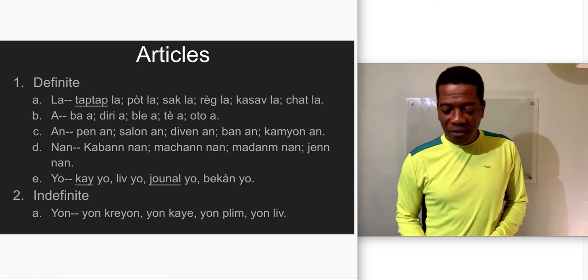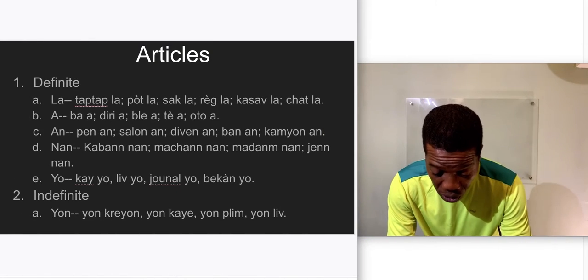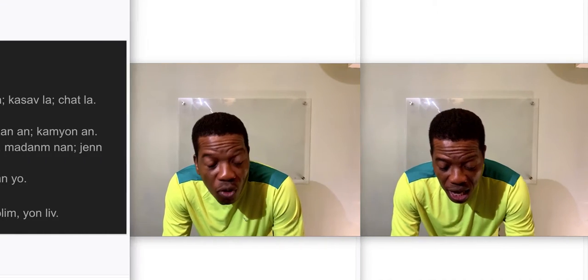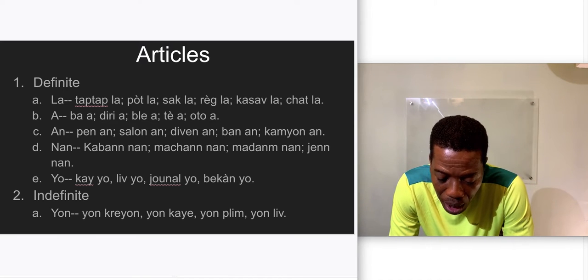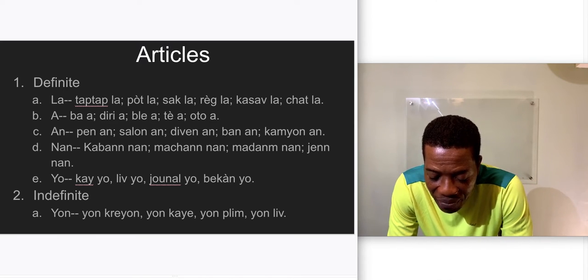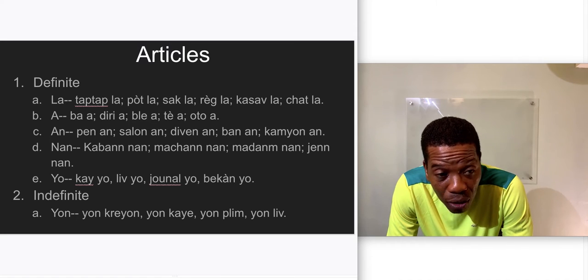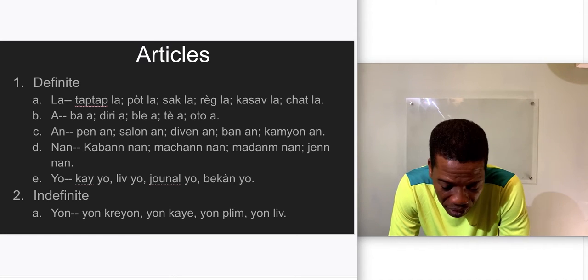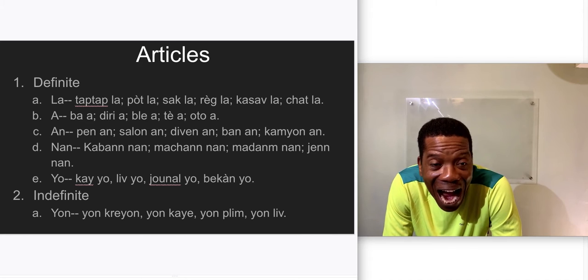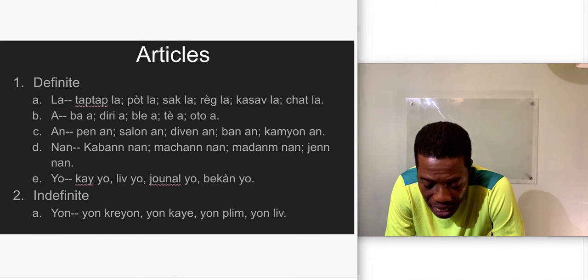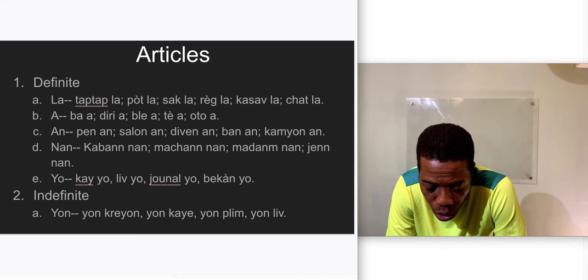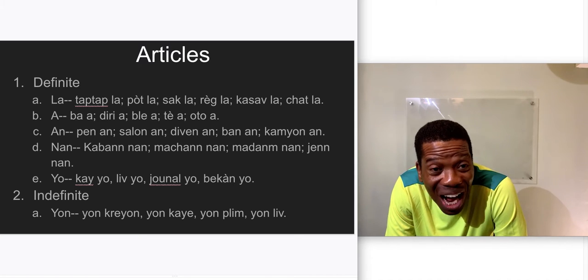And we have a couple more words we're going to go over very quickly because we saw a lot of them. With la, for instance, we have tap tap la, pot la, sac la, reg la, cassave la, chat la. Now with article a, we just saw article la, no, article a. Ba, diria, bleia, teia, autoa.